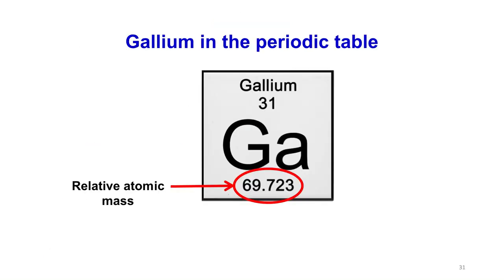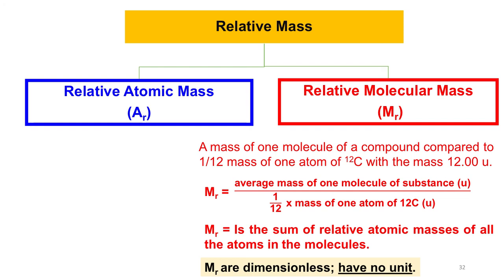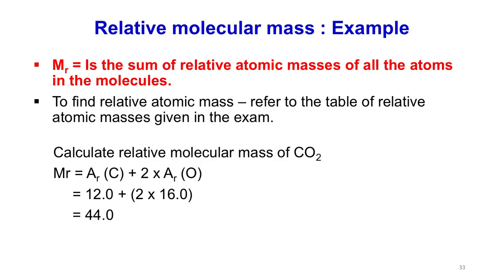So, the value of relative atomic mass is applicable for the elements in the periodic table. For the relative molecular mass, with symbol capital M lowercase r, it is the average mass of one molecule compared to 1/12 of the mass of one carbon-12 atom. The value also has no unit. It is the sum of the relative atomic masses of all the atoms in the molecule. For example, to calculate the relative molecular mass of carbon dioxide, we total the relative atomic mass of carbon and the relative atomic mass of oxygen. So, the value of the relative molecular mass of carbon dioxide has no unit.